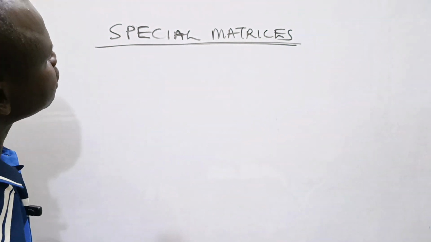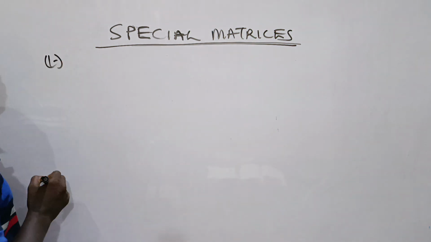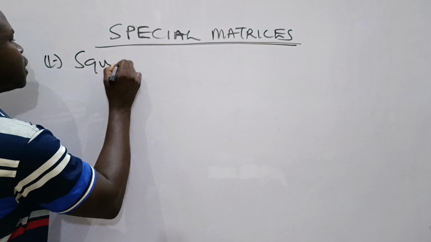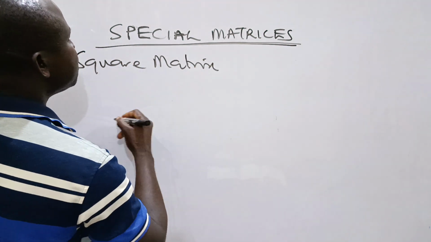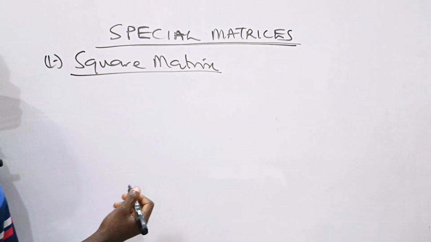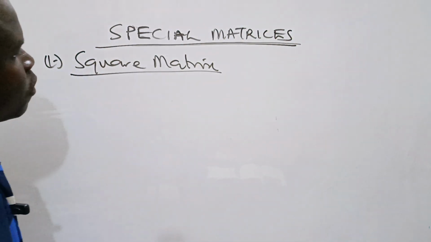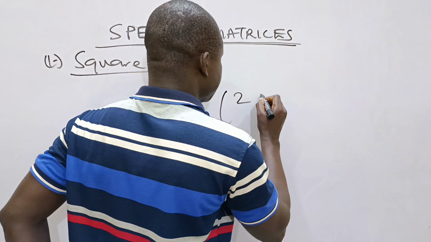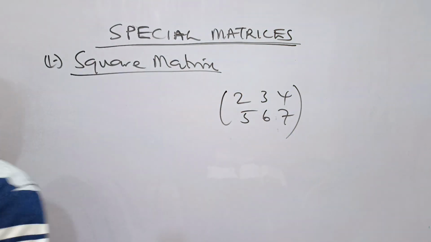Today we want to start naming some of the special matrices that we have. The first one is called the square matrix. Of course, when we define a matrix, we said a matrix is a rectangular array of objects or entries in rows and columns. An example of a matrix is when we have 2, 3, 4, 5, 6, 7. This is a typical example of a matrix.